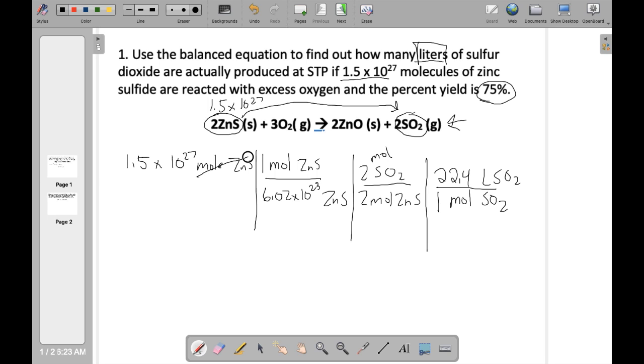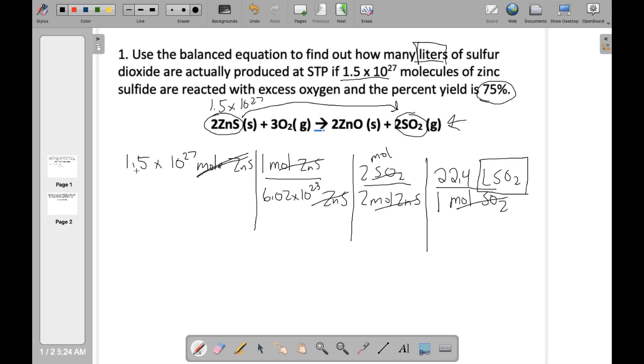Let's go ahead and see if our units cancel. We have molecules of zinc sulfide, and these are moles of zinc sulfide, moles of zinc sulfide, moles of sulfur dioxide, and moles of sulfur dioxide. So in the end we should get liters as our units, liters of sulfur dioxide.